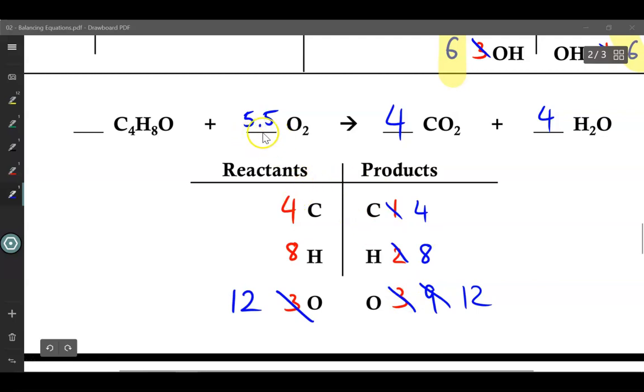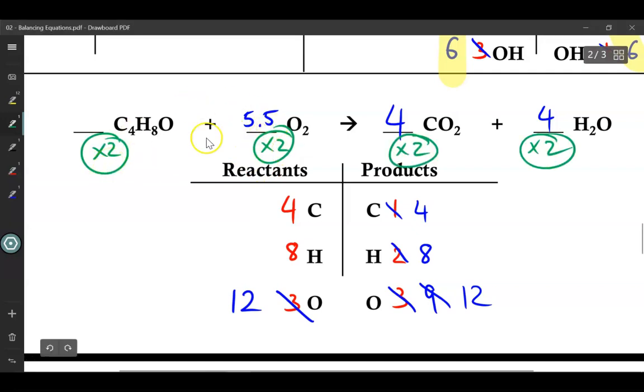So that's great, but we now have a new problem. I can't have a fraction of an oxygen molecule. You can either have 5 or 6. You can't have 5.5. So here's the second part to this trick. To get rid of this 5.5, multiply everything by 2. Now I have 2 of these. 2 times 5.5 is 11. 2 times 4 is 8. And 2 times 4 is 8. By multiplying everyone by 2, I've gotten rid of that half coefficient.